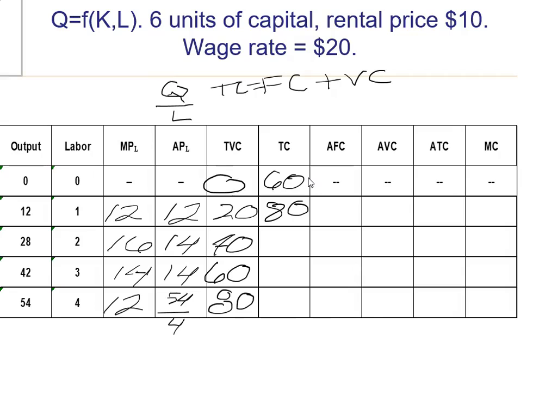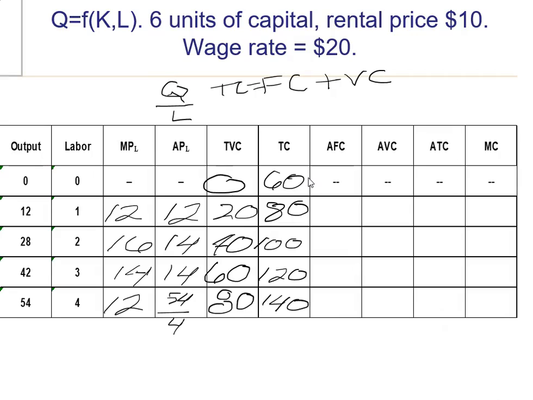What's your total cost to make 28 units of output with 2 workers? Well, you're paying your workers $40. You're still paying your capital $60 to rent the 6 units of capital. So this would be $100. What's total cost producing 42 units? $120. Total cost to make 54 units? $140.